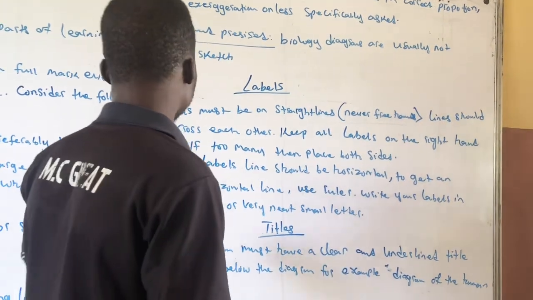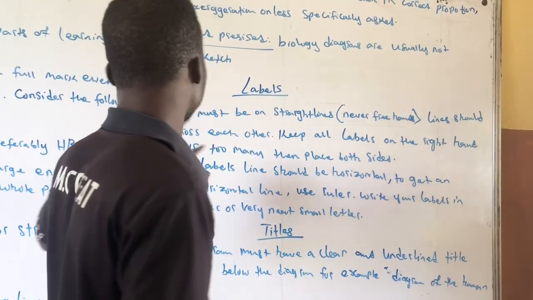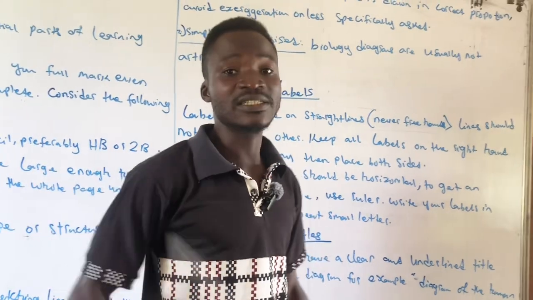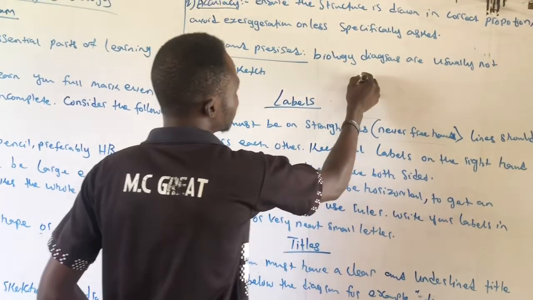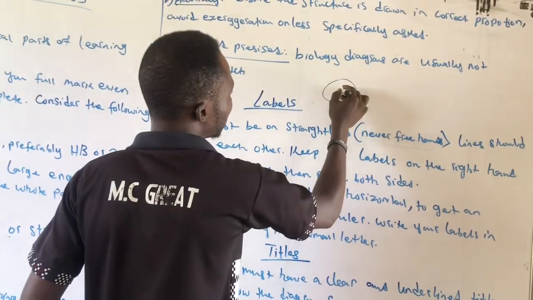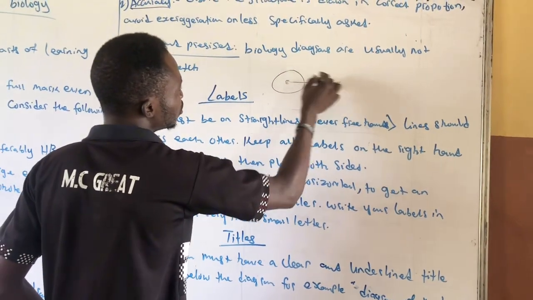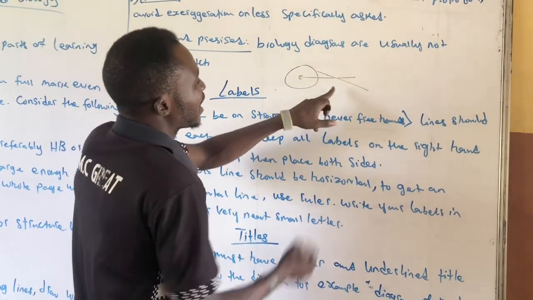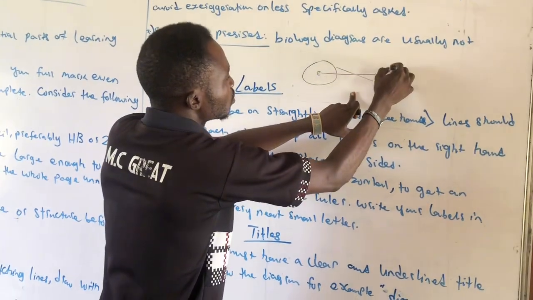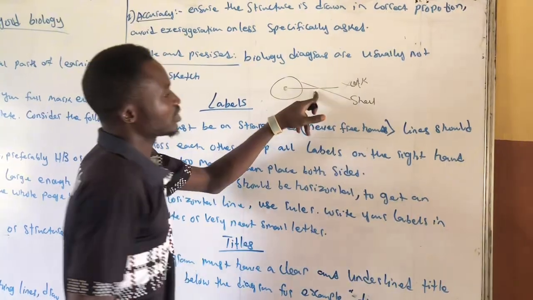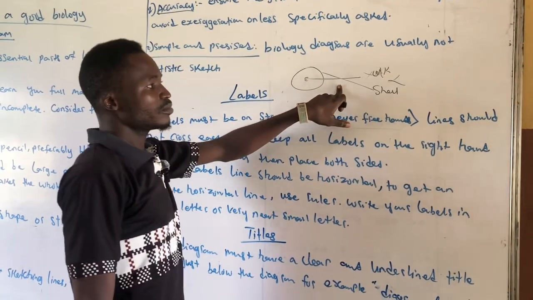That's for labeling. Labels must be on straight lines, and lines should not cross each other. Look at this. For instance, I have this here. As I've said earlier, this is the yolk, and this is the shell. I now draw out the yolk, and I now draw. This is yolk, and shell. This doesn't make sense. This is wrong. You didn't get that now?